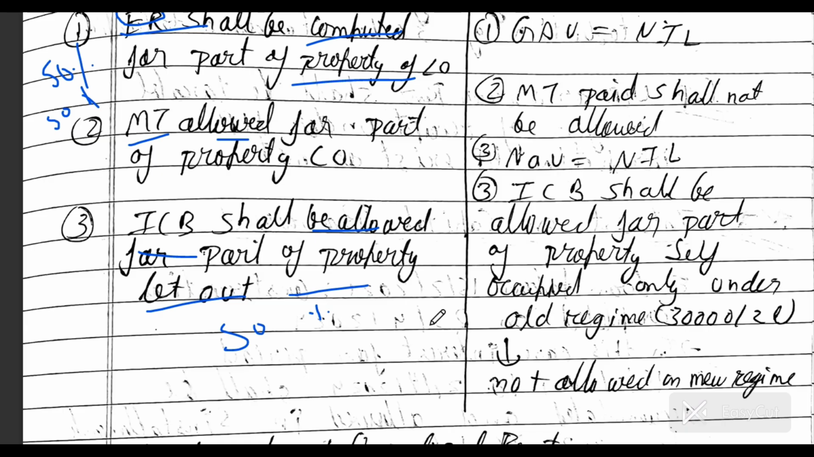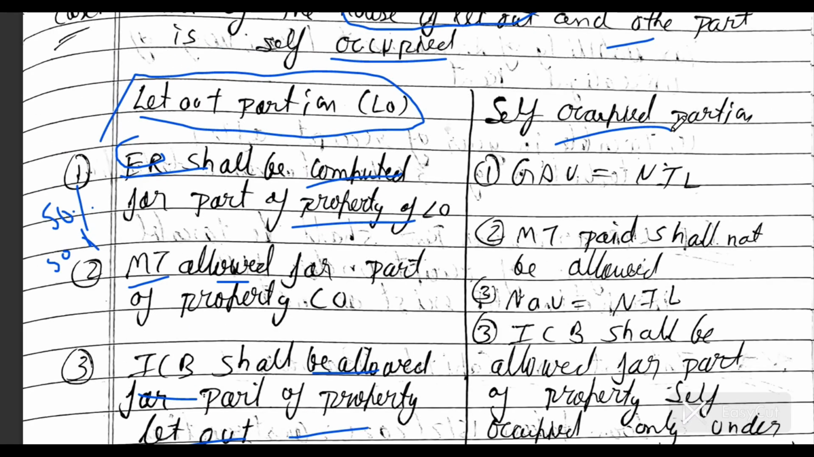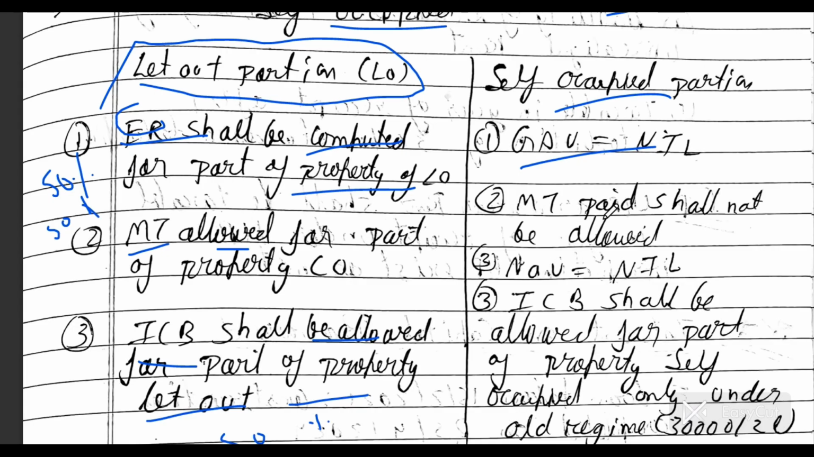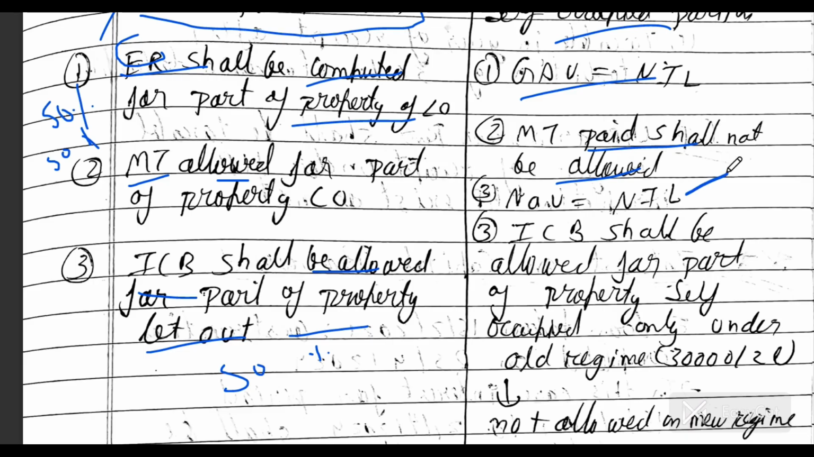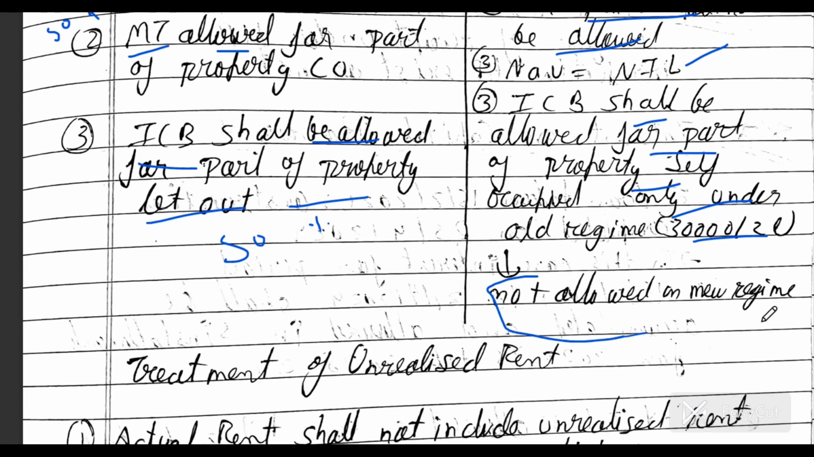is not allowed under the new regime, and under the old regime a maximum of 30,000 or 2 lakh is allowed. We have to keep it in mind. For self-occupied property, the annual value is always nil. Municipal taxes paid are not allowed, and the result will be a net loss. Interest on capital borrowed shall be allowed for the self-occupied part only, up to 30,000 or 2 lakh, and is not allowed under the new regime.